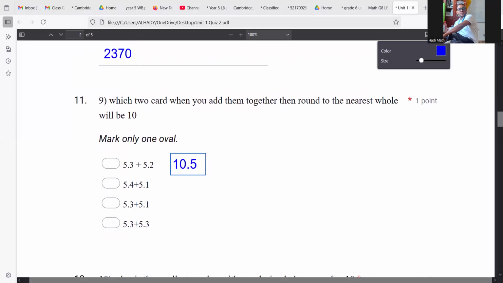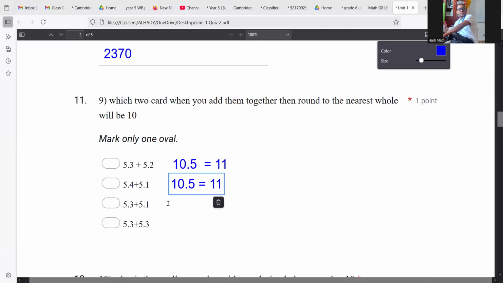And 10.5 rounds to what? It rounds to 11, because the whole number is 10 and after 10 you have 5, so you round up. It's going to be 11. This one, 5.4 and 5.1, when you add them together, gives you 10.5, and that also rounds to 11 to the nearest whole.